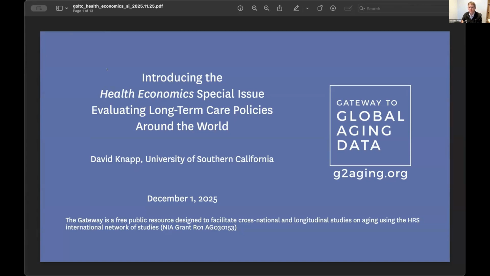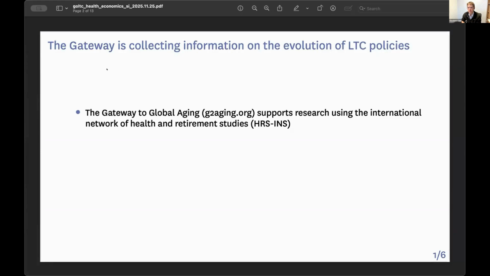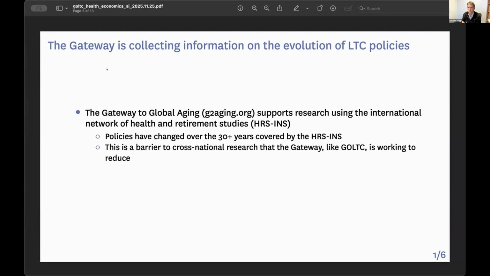So I'm going to give a brief background on the Gateway and why we did this in the first place, and then I'll talk through this special issue. The Gateway to Global Aging data supports research using the International Network of Health and Retirement Studies. Many of you may be familiar with some of those studies, including the English Longitudinal Study of Aging or the Survey of Health, Aging, and Retirement in Europe. But the Gateway as a whole covers over 40 countries in the International Network of Health and Retirement Studies.